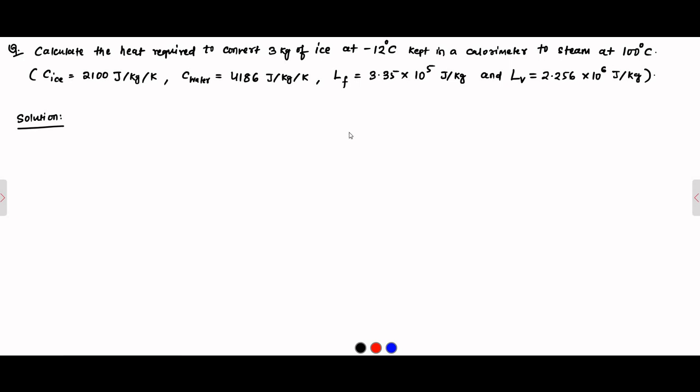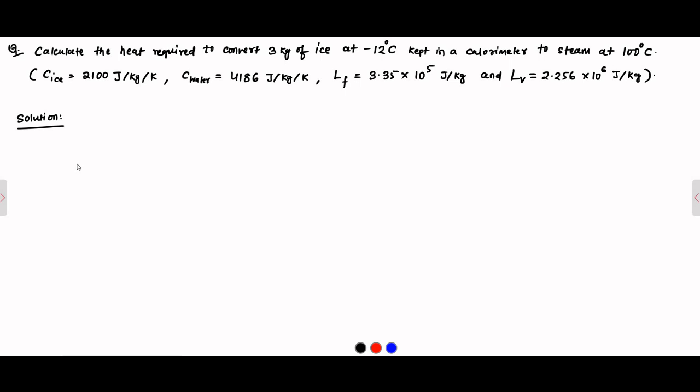So here if you see, these values are in terms of Kelvin, but the information in the question is given in terms of degrees Celsius. So we'll see how we'll utilize this information. Now let's understand the sequence of this transition, how this transition from 3 kg ice at minus 12 degrees Celsius to steam at 100 degrees Celsius will take place.